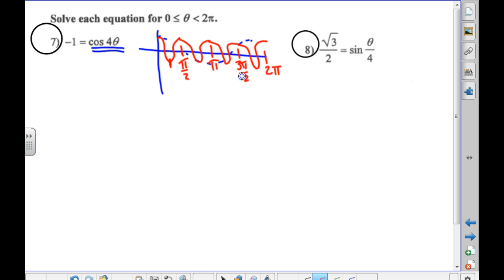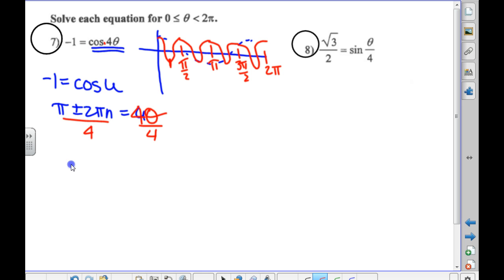If we couldn't figure that, I'm going to do it algebraically, okay? Algebraically, you would say -1 equals the cosine of some value. You'd go to your unit circle. Where's the cosine -1? Yes, it's pi, and every 2 pi after that. But I don't want to know what u is. I want to know what theta is, and u is equal to 4 thetas. So I have to divide everything by 4. So I get pi over 4 plus or minus, I'm going to leave that 2 pi over 4 n for just a minute.